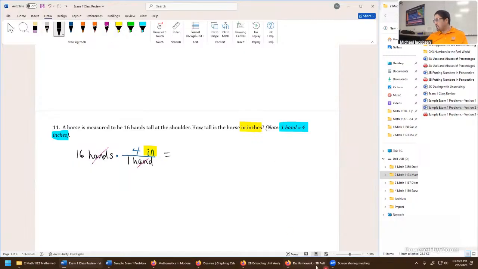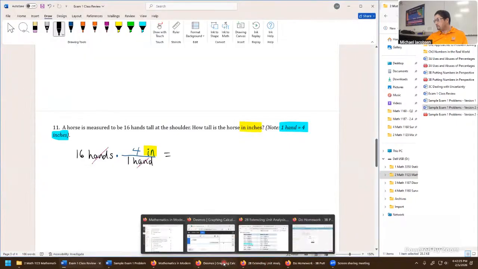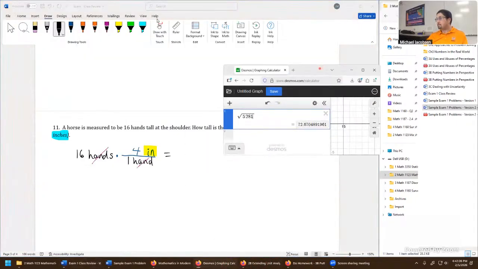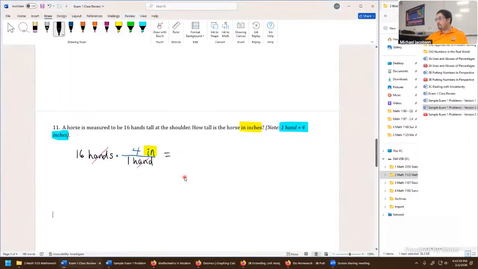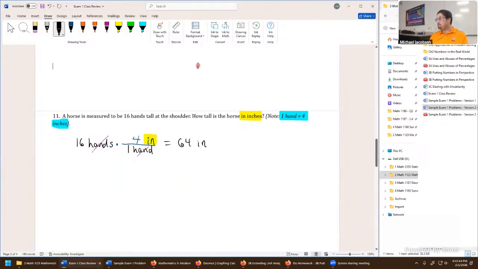So now it boils down to 16 times 4, giving us 64 inches altogether. So 16 hands works out to 64 inches. That's a random fact I would probably never know if not for this course. So that's kind of interesting in a way. Any questions at all, folks, on this problem's unit analysis?